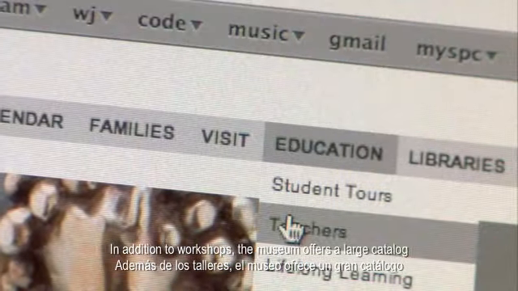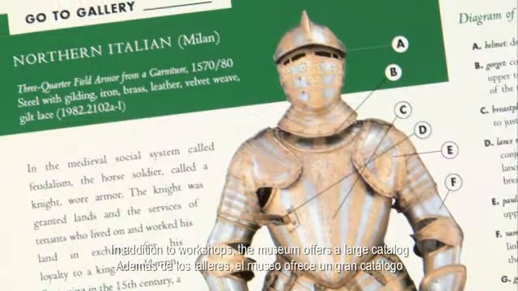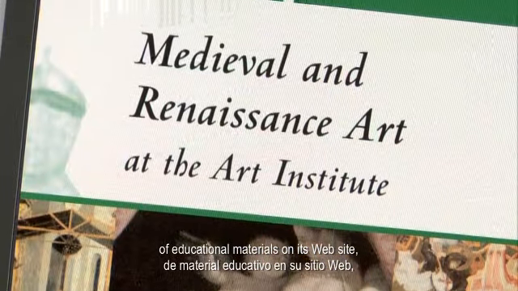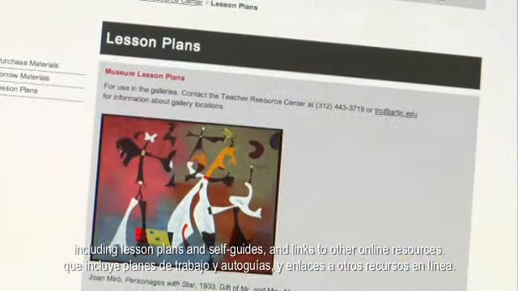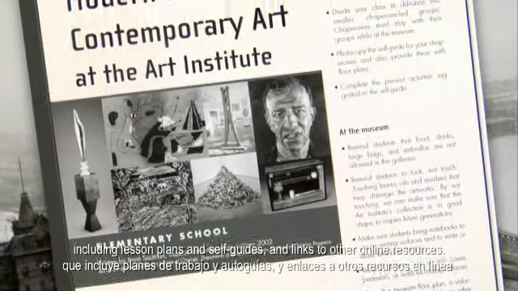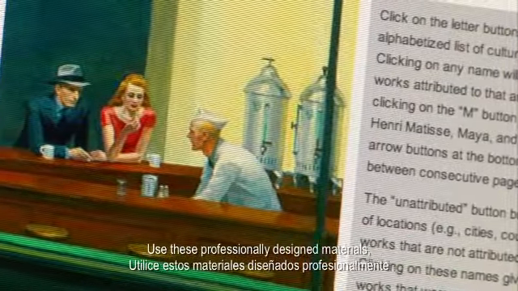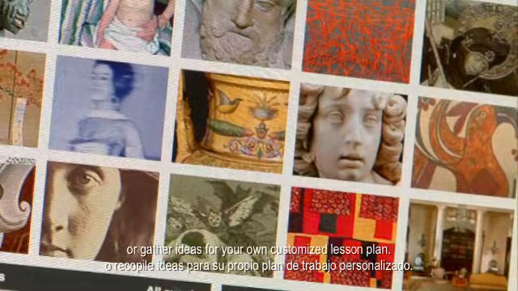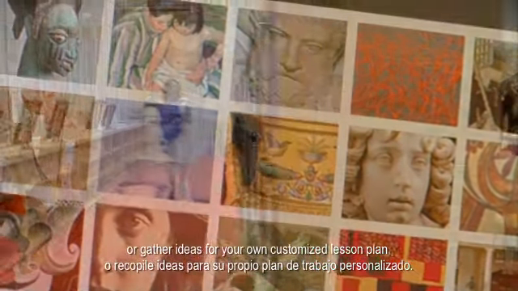In addition to workshops, the museum offers a large catalog of educational materials on its website, including lesson plans and self-guides, and links to other online resources. Use these professionally designed materials or gather ideas for your own customized lesson plan.